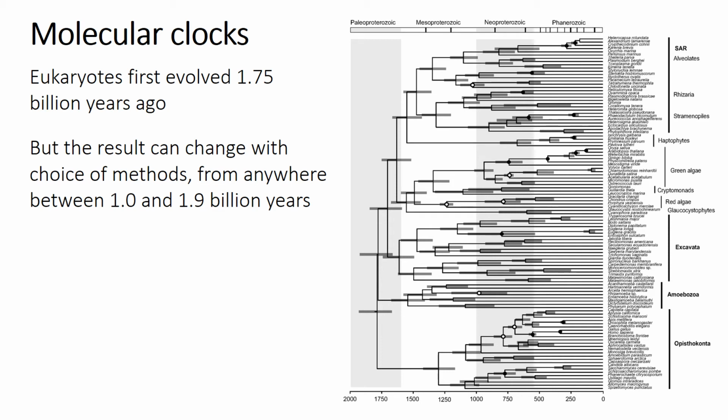The family tree here shows a whole bunch of eukaryote groups. If you look very carefully, you might see some animal names, if you know scientific names, within this group called Opisthokonta at the bottom. And the tree also shows how these groups are related to each other. So from all of this, the best estimate is that eukaryotes first evolved about 1.75 billion years ago, although that result does depend on the specific methods used. And so with different methodological choices, the estimated age could be anywhere between a billion and maybe 1.9 billion years ago.